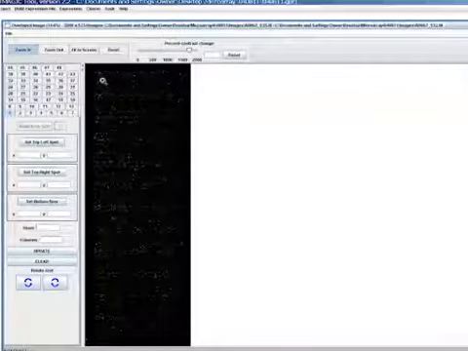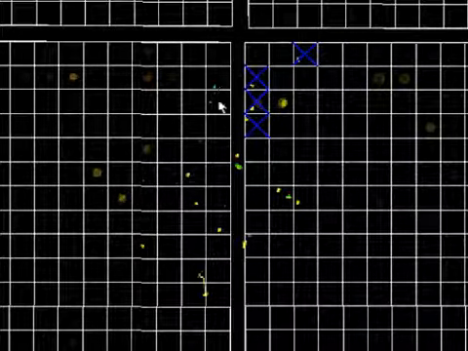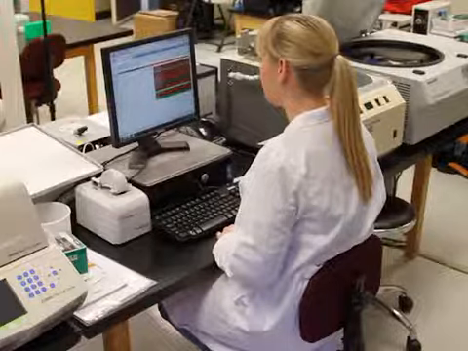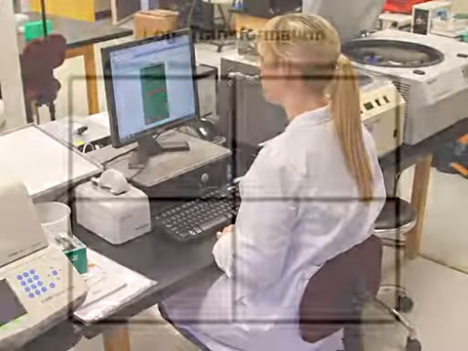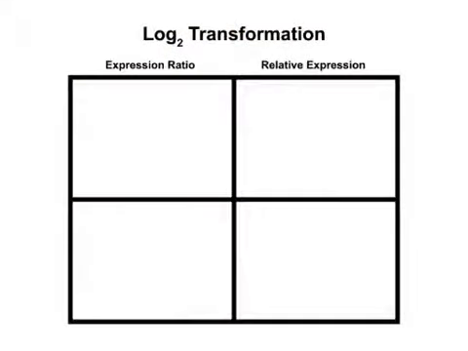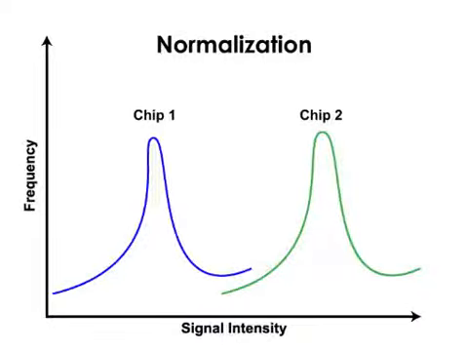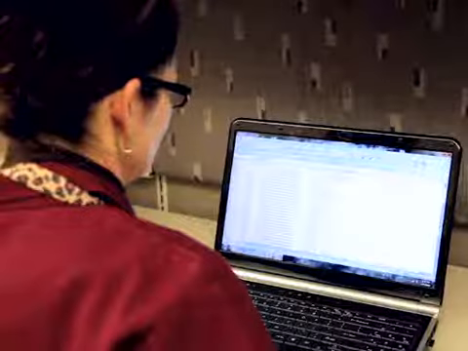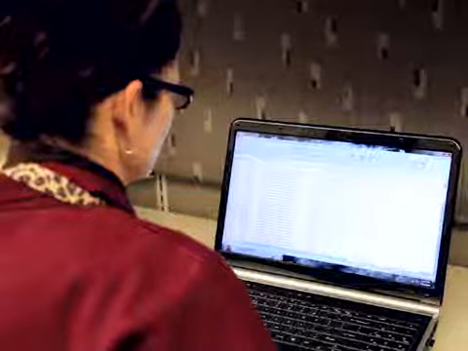Once the chip has been scanned, the image file is loaded into data extraction software and assessed for any signal irregularities. Data extracted from the microarray image is subjected to a number of statistical manipulations, including log2 transformation, which allows researchers to numerically depict data in terms of fold increases or decreases in gene expression, as well as normalization, which accounts for signal differences between microarray chips. This processed data can then be further analyzed.